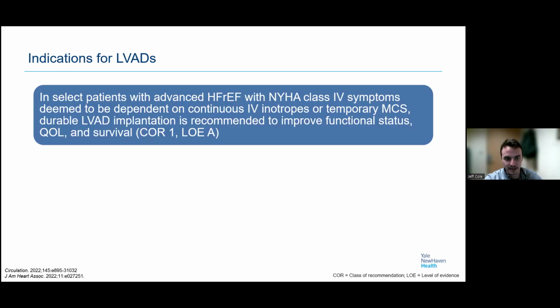And oftentimes with these LVADs, the common terms we're using are destination therapy versus bridge therapy. Destination therapy is where they're going to be with the LVAD for the rest of their life, versus bridge therapy, where we use the LVAD for a certain period of time while bridging them to eventually get a heart transplant.